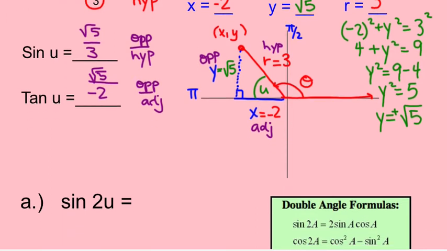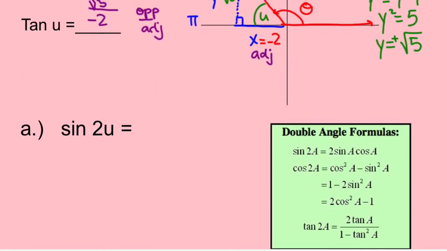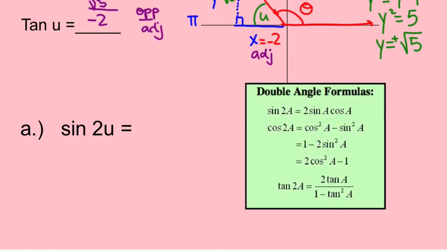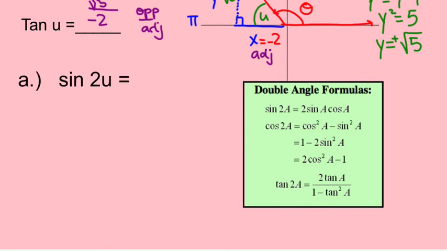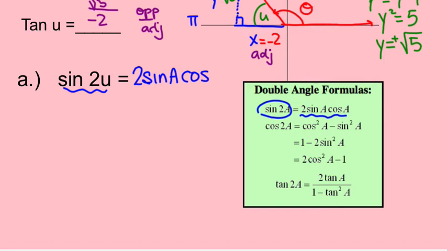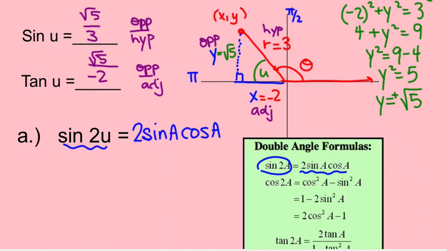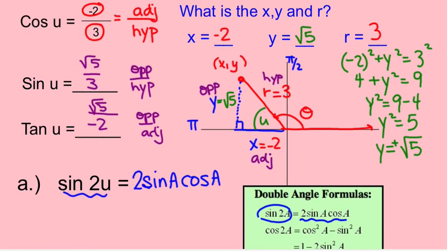What we're asked to find are the double angles. What is the sine of 2u, the cosine of 2u, and the tangent of 2u? So the sine of 2u, we're going to use this formula right here. So the side we're going to use is the right-hand side: 2 sine of a times the cosine of a. So let's go back up and find those numbers.